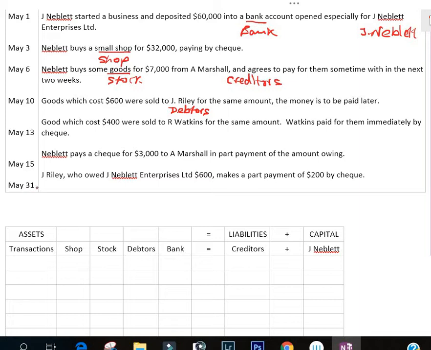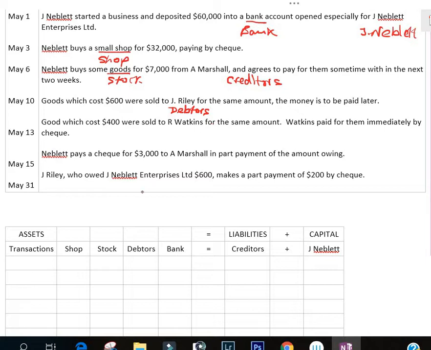On the 31st of May, the final transaction, J. Riley, who owed J. Nebelit Enterprises $600, makes a payment of $200 by check. Again, we have an account for Riley, which we have under debtors, and we also have an account to deal with the checks, which is the bank account. So we don't have to open any more accounts. So now we have our accounts for these transactions: the bank account, the capital account for Nebelit, the shop, stock, creditors, and debtors.